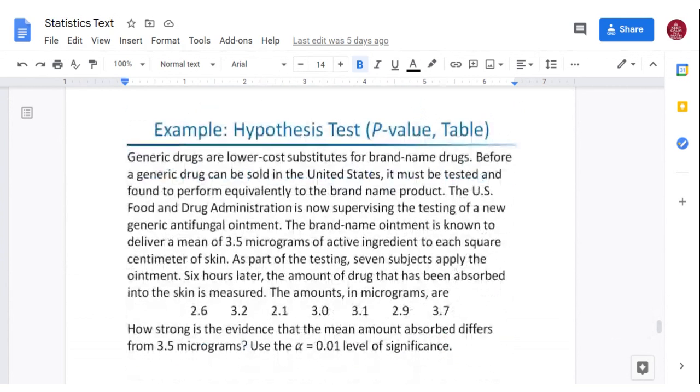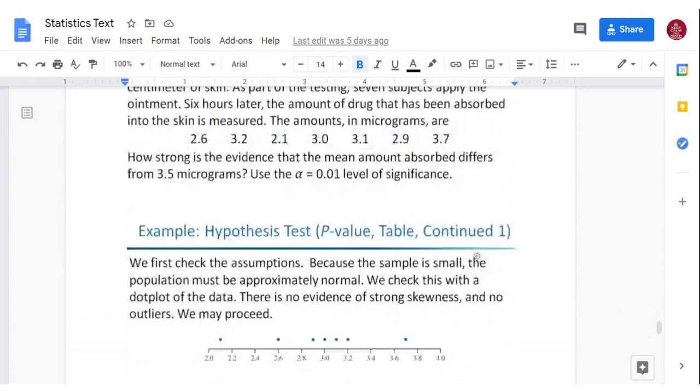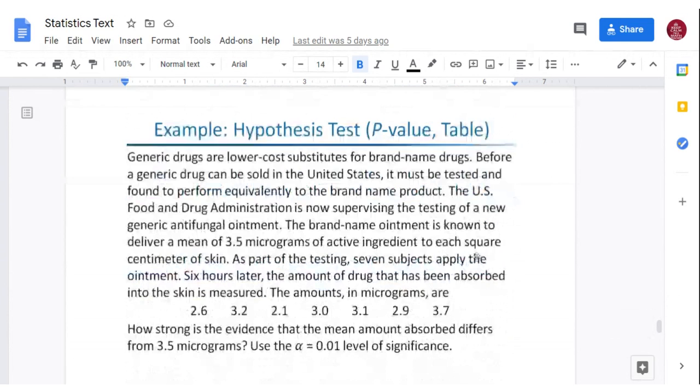All right, so let's go through a whole one where we look at the data and check it and everything, because we got a small sample here. It's talking about generic drugs. Before a generic drug can be sold in the US, it must be tested and found to perform equivalently to the brand name product. The US Food and Drug Administration is now supervising the testing of a new generic antifungal ointment. The brand name ointment is known to deliver a mean of 3.5 micrograms of active ingredient to each square centimeter of skin, so when the ointment is put on there.